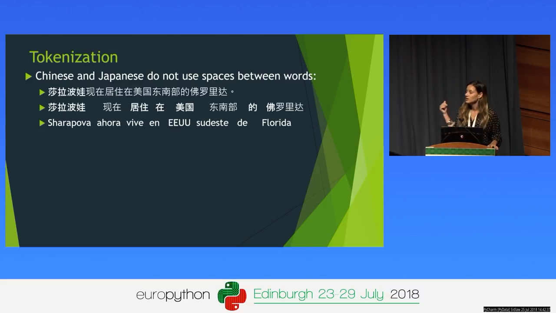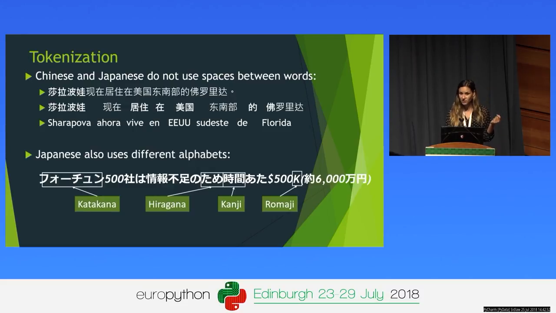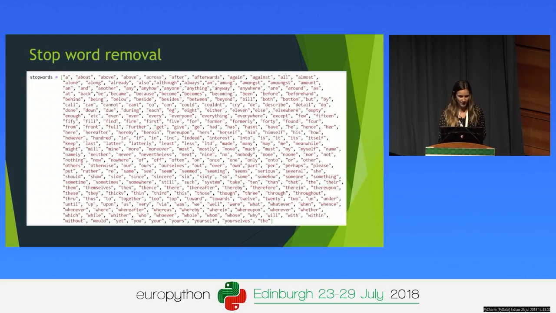Also, it depends on the language. It's not only based on the text itself, but the language. You see, Japanese and Chinese used to write everything together, so you cannot use spaces as word breakers. And Japanese especially also has four alphabets. So it's not that easy to decide which of the tokens you are going to separate.